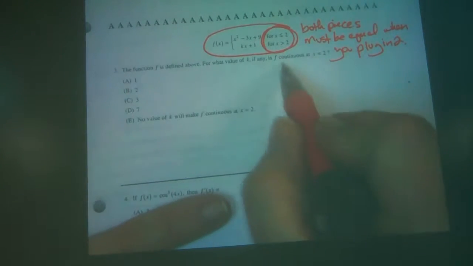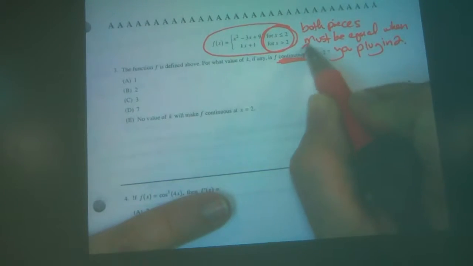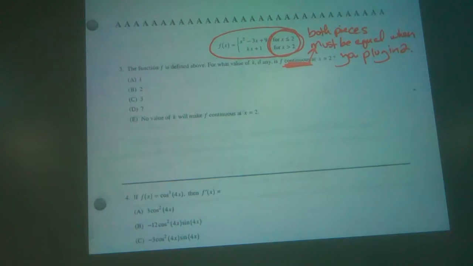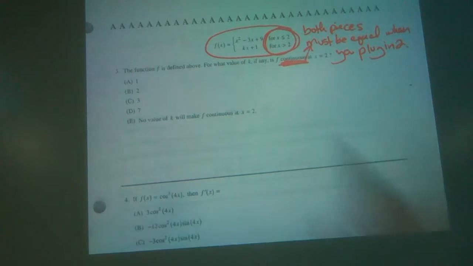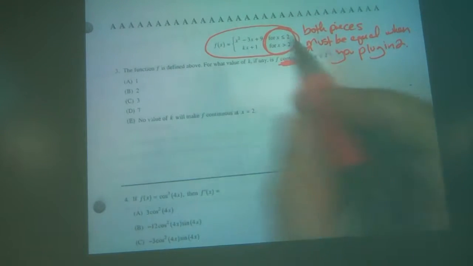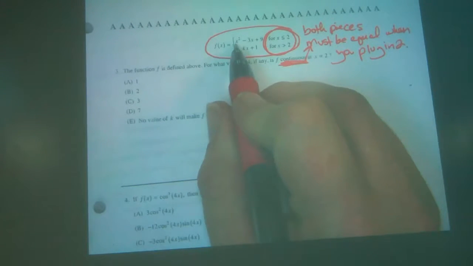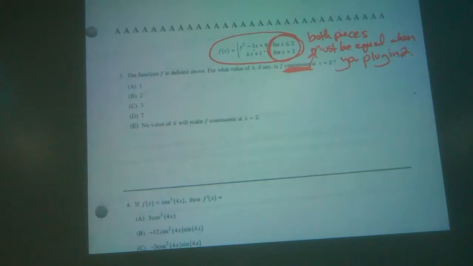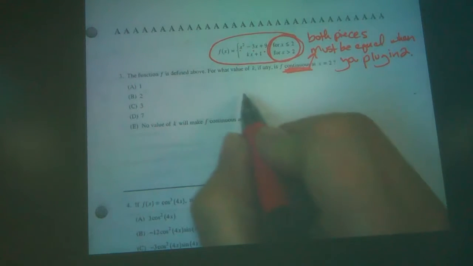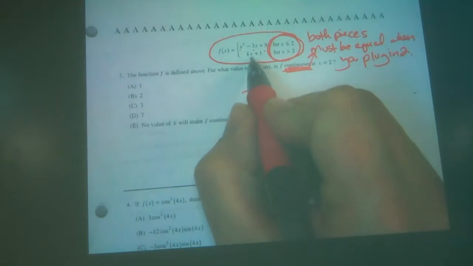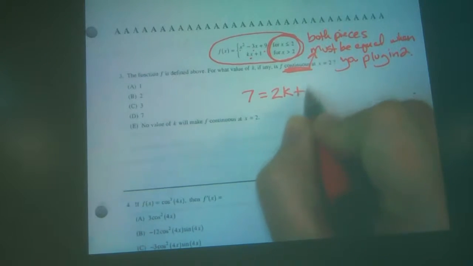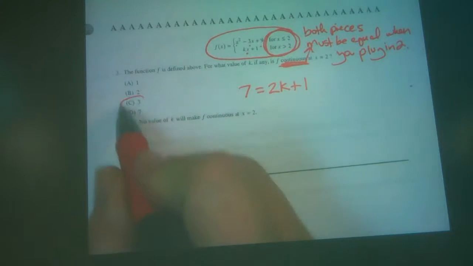In order for it to be continuous, that's what that means. Continuous means both pieces are equal when you plug in 2 for x. So if I plug 2 in for x on the first piece, I get 4 minus 6 plus 9. So I get 7. That has to be what I get when I plug 2 in for x on the second piece. So when I plug 2 in for x on the second piece, I get 2k plus 1. So k would have to be 3.